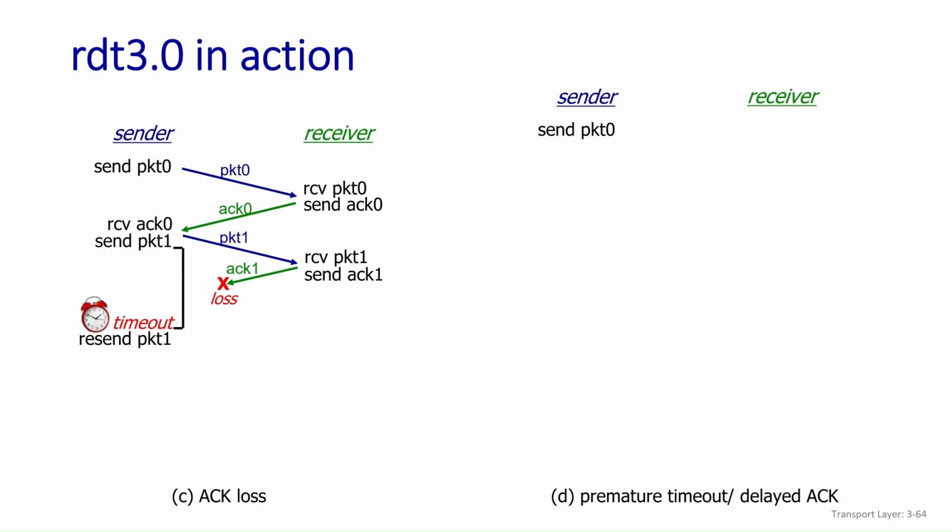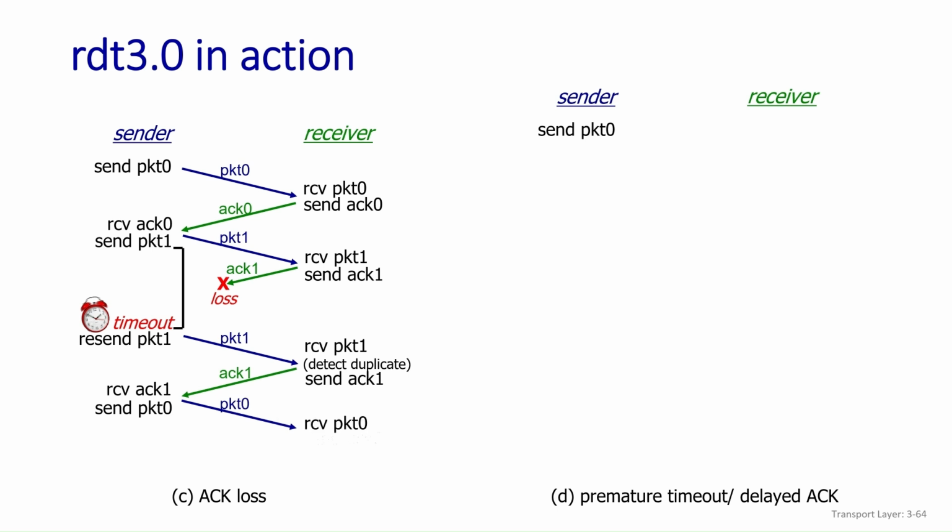When we resend segment number 1, the receiver will detect it as a duplicate packet, will discard it, and will generate acknowledgement 1. You can see sequence numbers in action here, because using the sequence number, the receiver is able to identify that it's a duplicate, and the duplicate in this case will be discarded, and we will again send acknowledgement 1. Well, this is important, right?